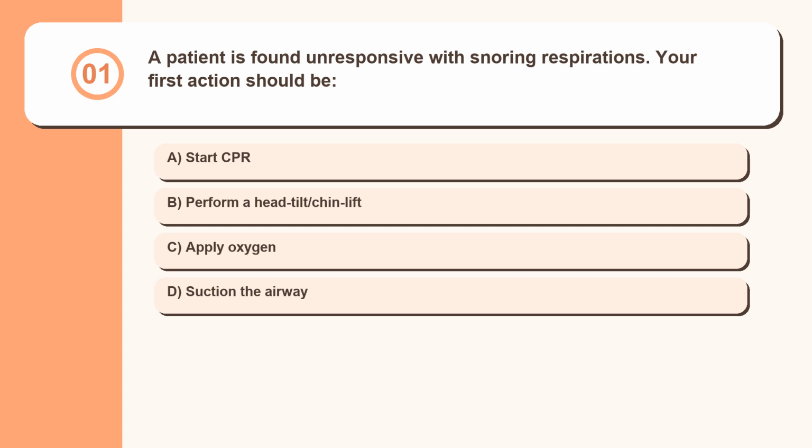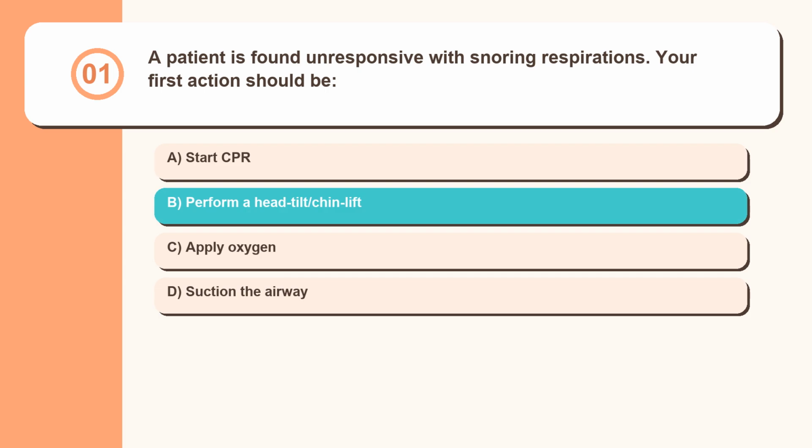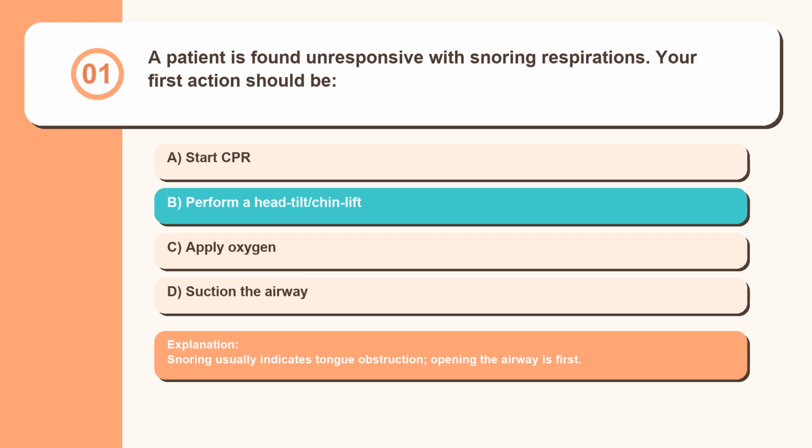Question 1. A patient is found unresponsive with snoring respirations. Your first action should be: start CPR, perform a head tilt/chin lift, apply oxygen, suction the airway. Snoring usually indicates tongue obstruction. Opening the airway is first.